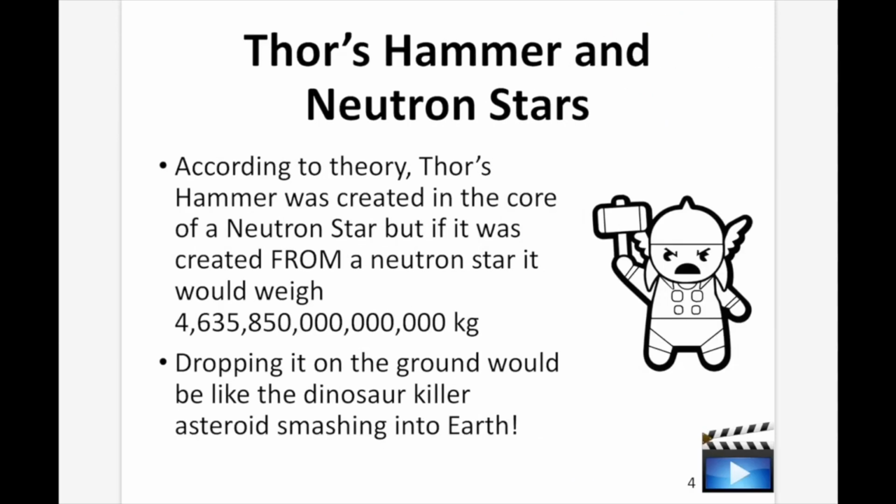So according to theory, Thor's hammer was created in the core of a neutron star, but if it was created from a neutron star, it would weigh approximately this much. Dropping it on the ground would be like the dinosaur killer asteroid smashing into Earth. So what I'd like you to do is pause the video and watch number 4. It's a really interesting look at what it would be like if Thor's hammer was actually made from neutron star material.